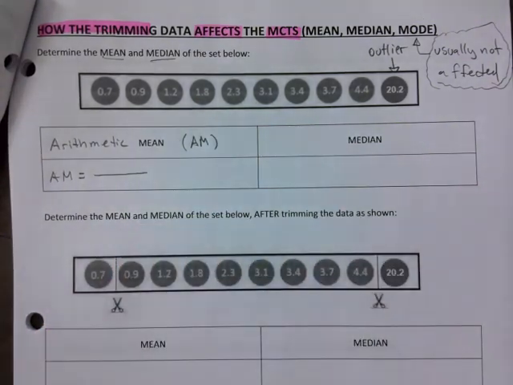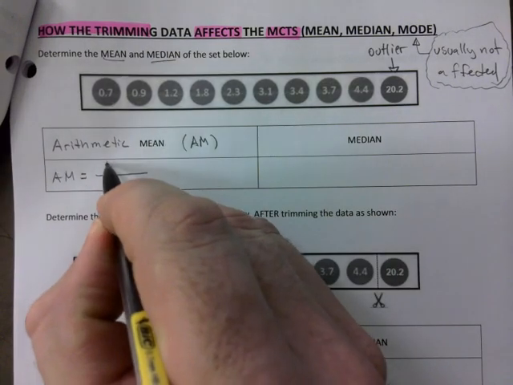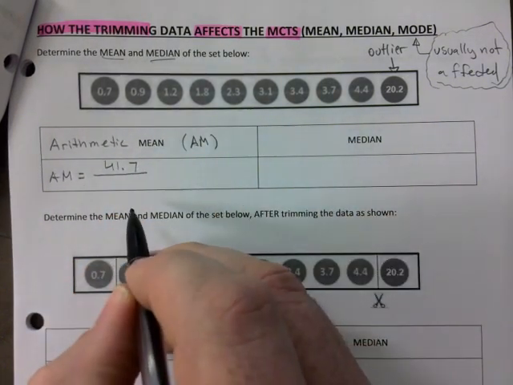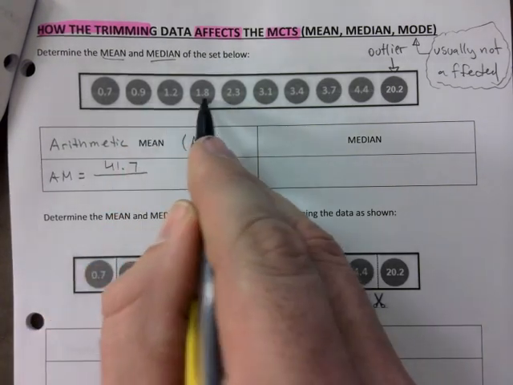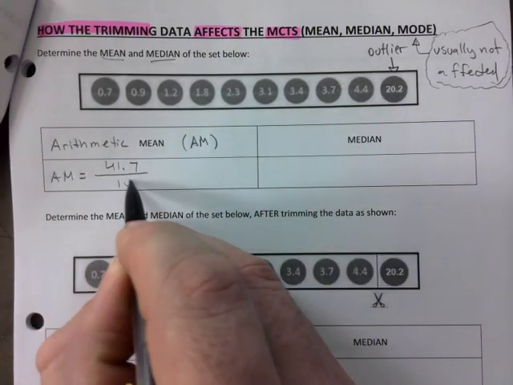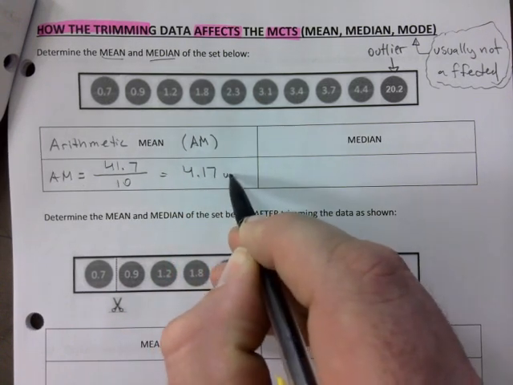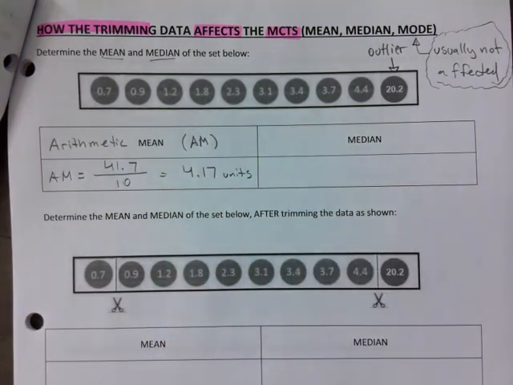Arithmetic mean. If you add everything up, let me just get to the right page here. If you add all these numbers, you get 41.7. And we divide that by 2, 4, 6, 8, 10 values. That gives me 4.17 units. Okay.